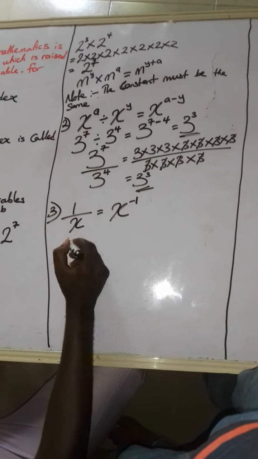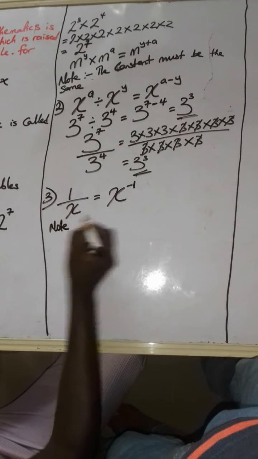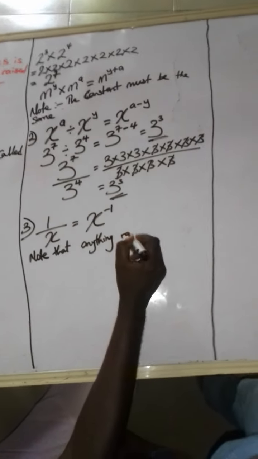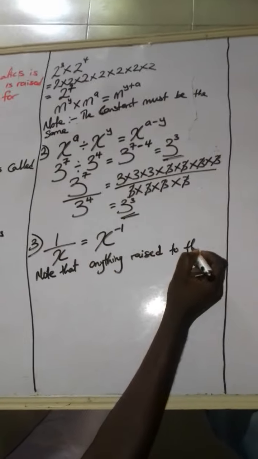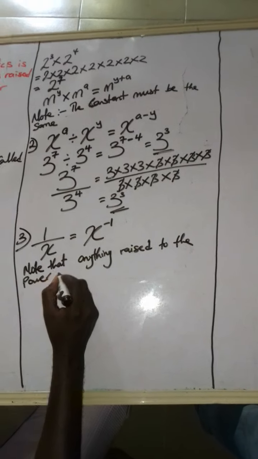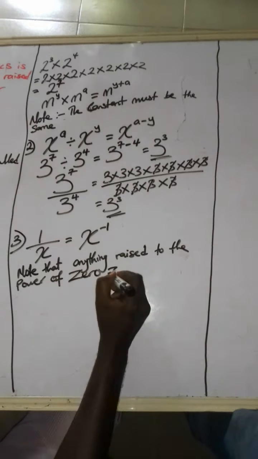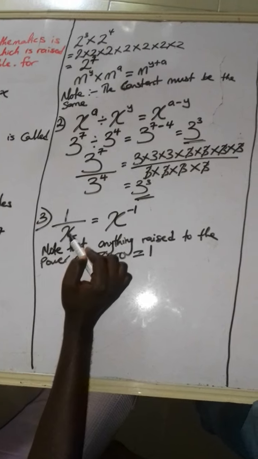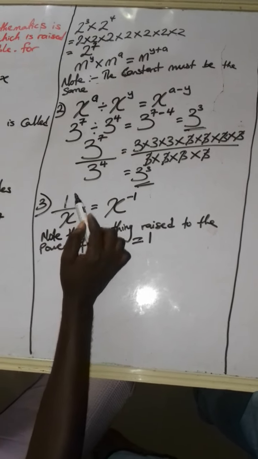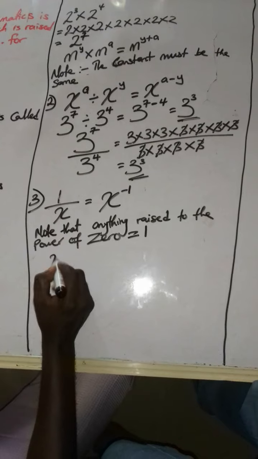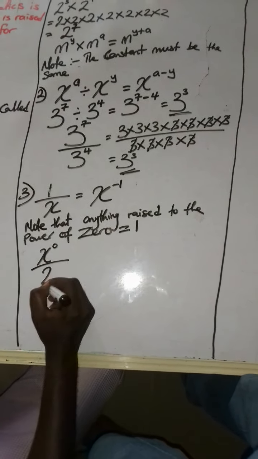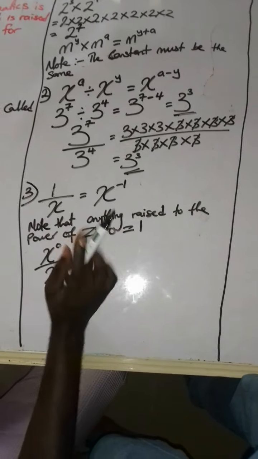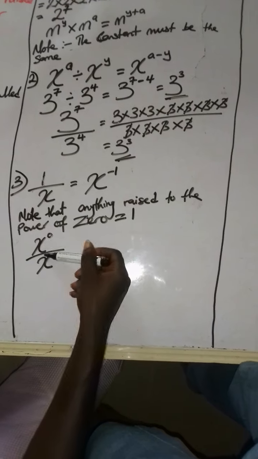Now, we should note that anything raised to the power of 0 equals 1. Now, since we have 1 here, we can write it as a constant which will have an index of 0 of this x. That is, we can say x raised to the power 0 over x. This x raised to the power 0 still means 1. According to what I wrote here, we all know that anything raised to the power 0 equals 1. So this is the same as this.